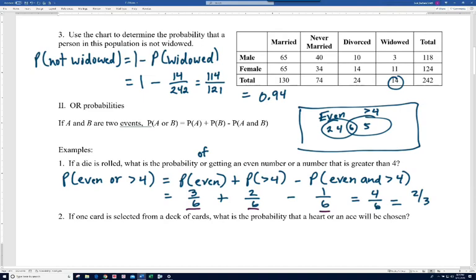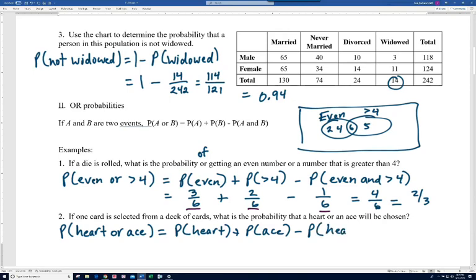All right, it says if one card is selected from a deck of cards, what is the probability that a heart or an ace will be chosen? Well, let's see. The probability of getting a heart or an ace is going to equal the probability of getting a heart plus the probability of getting an ace minus the probability of getting a heart and an ace. Basically, wouldn't that be the ace of hearts?